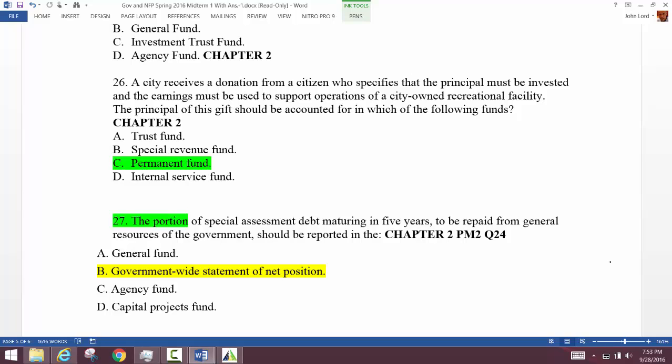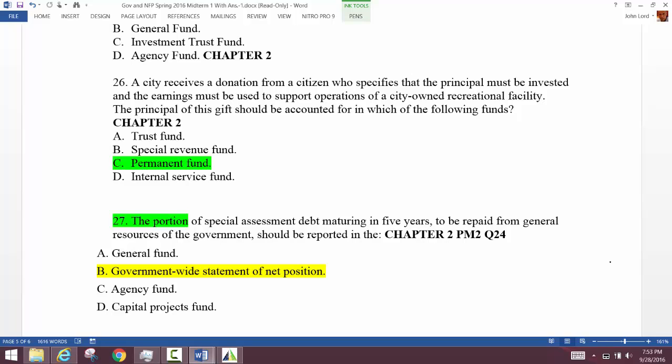Now, every time I tell that story, somebody's tuning out. And I see a couple people right here in the front tuning out, right in front of me. I'm not going to listen to anything about what he's talking about. And then you get to this question. A city receives a donation from a citizen who specified that the principal must be invested and the earnings must be used to support operations of a city-owned recreational facility. And they missed this question because they tuned out. We never talked about that. There it is, right? So when I tell you one of these dumb stories, it's not because I want to hear myself talk. It's so that you can sit here and tie it back to something that you're seeing on the exam, right?